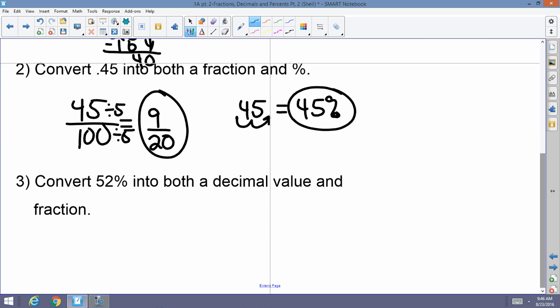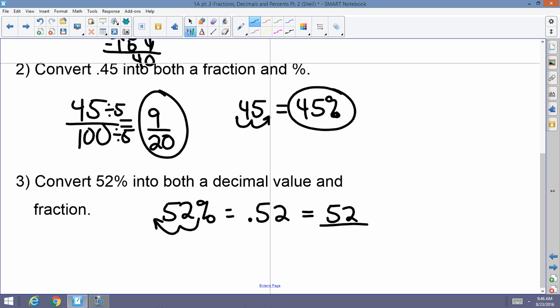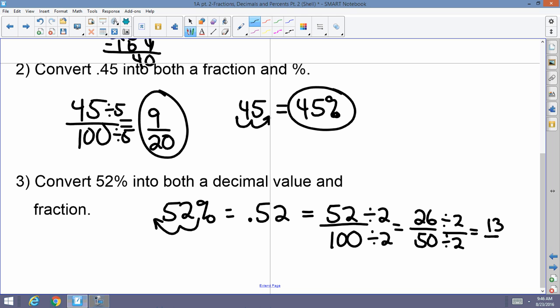If I'm going to convert 52% into both a decimal value and a fraction, well, 52%, okay, I want to convert it to a decimal. I'm going to move the decimal 2 places to the left. So I'm going to go 1, 2 to the left, which equals 0.52. 0.52 is read as 52 hundredths. They're both even numbers, so using the divisibility test, I can convert that into 26/50ths. They're both even numbers. I can divide by 2 again to both the numerator and the denominator, giving me 13/25ths.